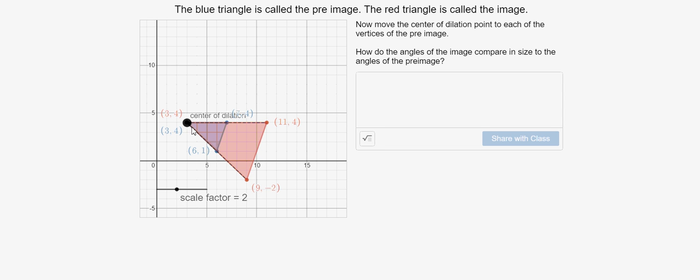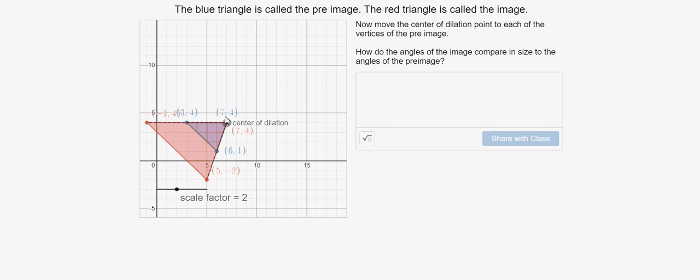We have a congruent pair of angles here at the point (3, 4). Again, if I move the center of dilation, we have another pair of congruent angles here at (7, 4). And if I move it to the third vertex of the triangle, you have another congruent pair of angles here at (6, 1). So the triangles have 3 pairs of congruent angles. Again, notice how all those sides were lined up when we moved the center of dilation. And there appears to be a pattern in the relationship of the pre-image, the blue, compared to the red.